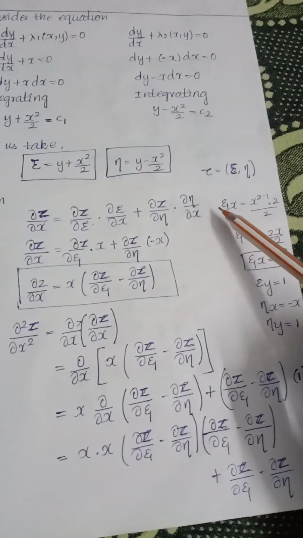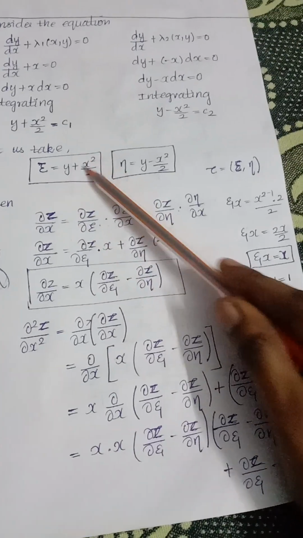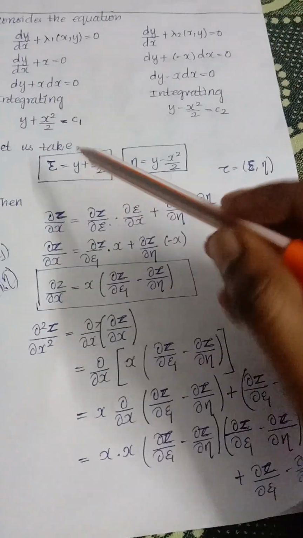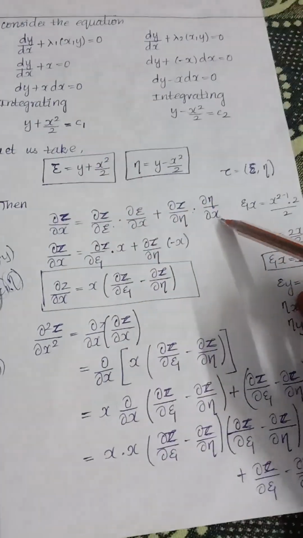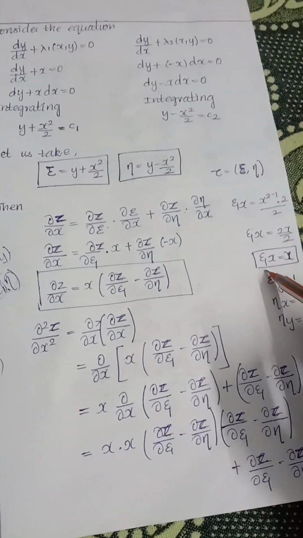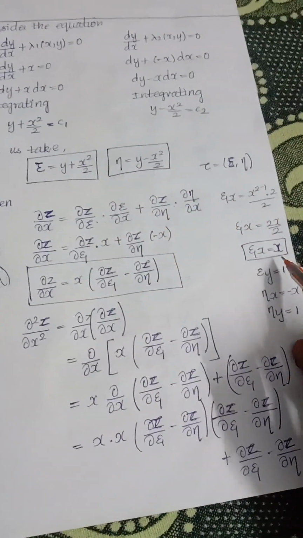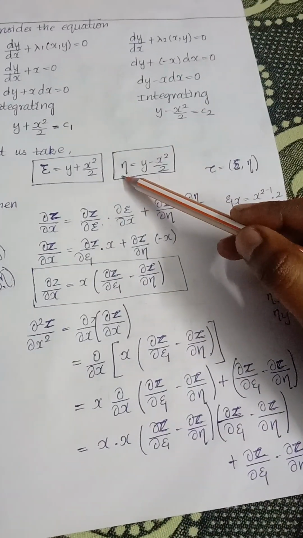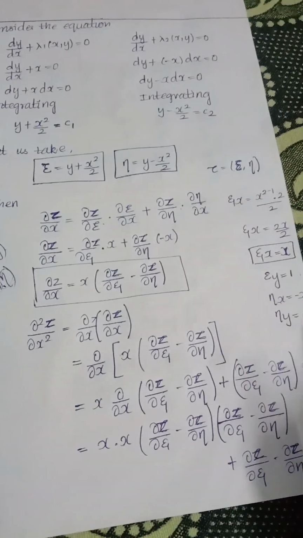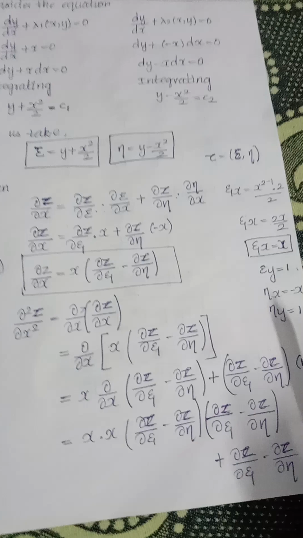So if we take the derivative of this with respect to x, we get this term. The y value goes to 0 and we get 2x divided by 2, both getting cancelled, and xi_x equals x. And if we differentiate with respect to y, it becomes 1, and if we differentiate eta with respect to x we get -2, and with respect to y we get 1.